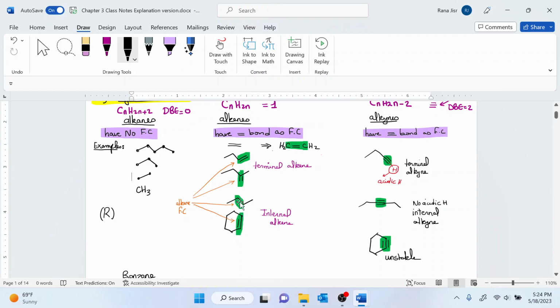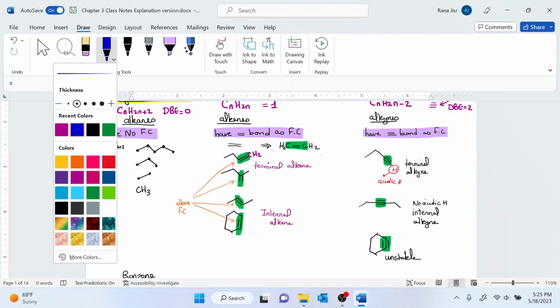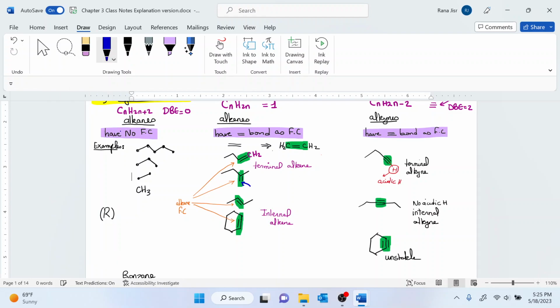If the double bond is in the middle, then this is going to be an internal alkene. And if it is at the end, it means that the ending of the alkene is actually a CH2. Still, every carbon of the alkene is going to be sp2 hybridized. So whenever you have a double bond, every carbon of those is sp2 hybridized. This is a trigonal planar geometry.